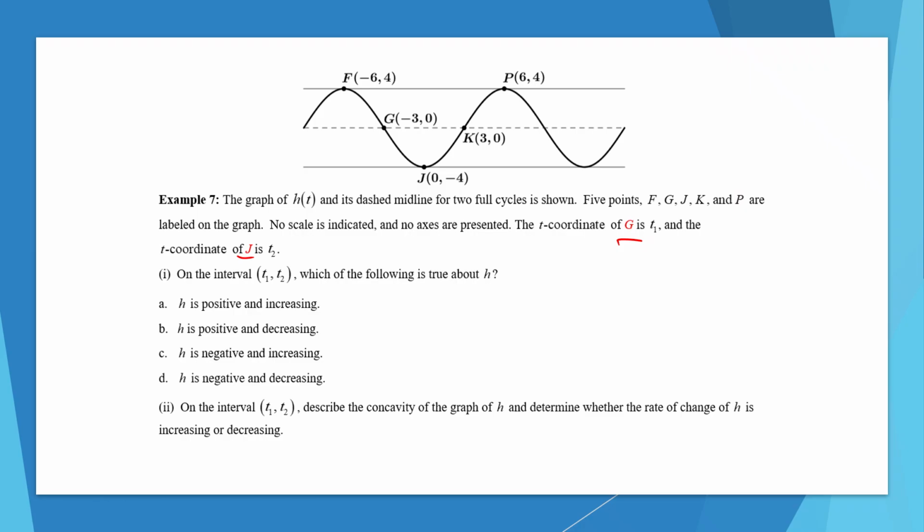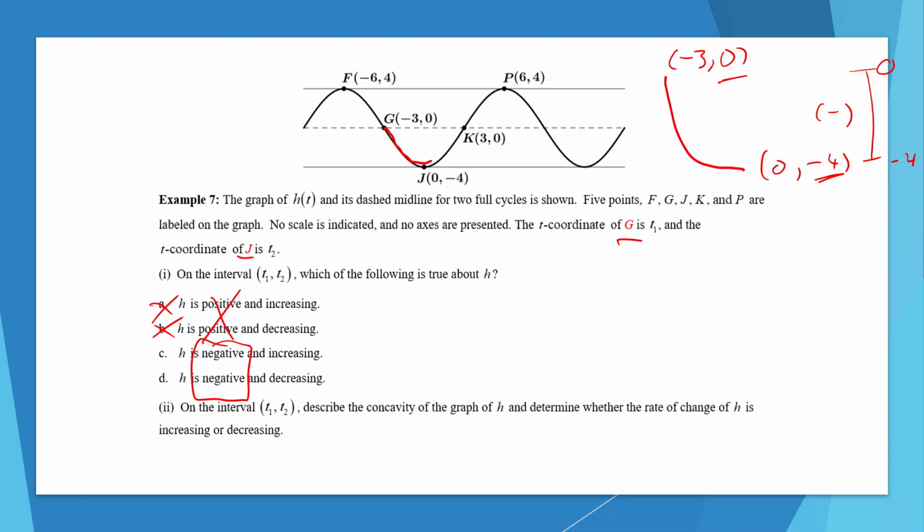So we're looking now, same 5 coordinates, but from G to J. So we're looking at this portion of the graph. I'm going to draw it out here, where we're going from -3, 0 to 0, -4. Here, our y values go from 0 to -4. So our y values are completely going to be negative. So we can almost eliminate A and B because we know h should be negative.